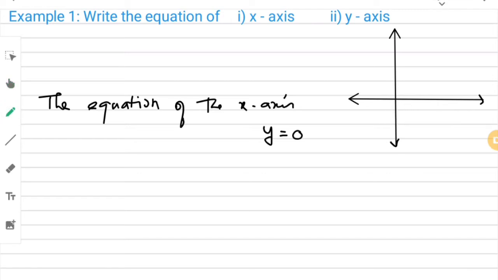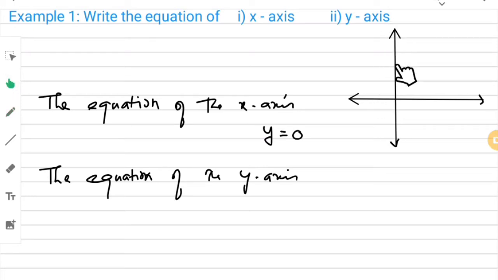And now, what will be the equation of the y-axis? Same way, the equation of the y-axis. This one is the y-axis and it is passing through the origin. So we can write it as x is equal to 0.